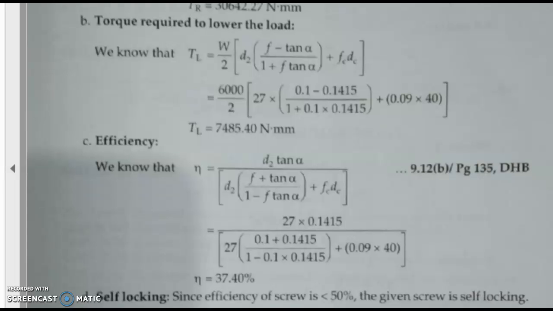That is the efficiency. Then the next and last question is self-locking. How will we find whether the screw is self-locking?